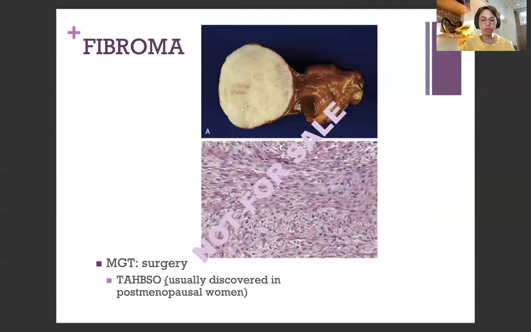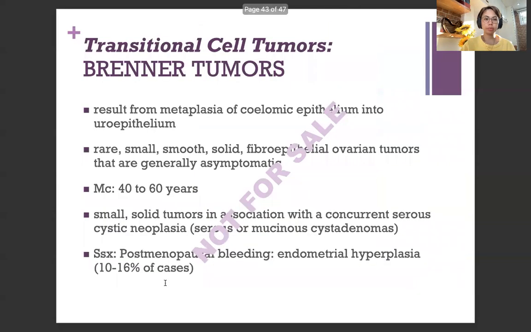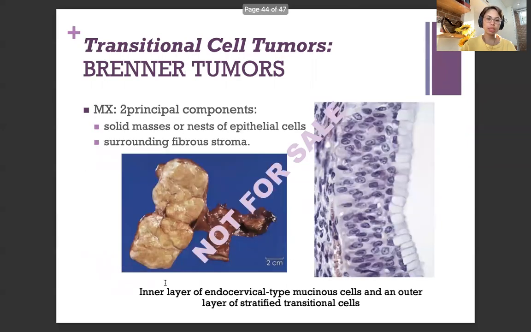Largely because of the age, the risk of the age as well. How about the transitional cell tumor? Still epithelial, it's transitional. We call it the Brenner tumor, result from metaplasia of coelomic epithelium into uroepithelium. Generally asymptomatic. This is associated with concurrent serous cystic neoplasia, serous or mucinous cyst adenoma. Postmenopausal bleeding can also occur, and so endometrial hyperplasia in 10 to 16% of cases.